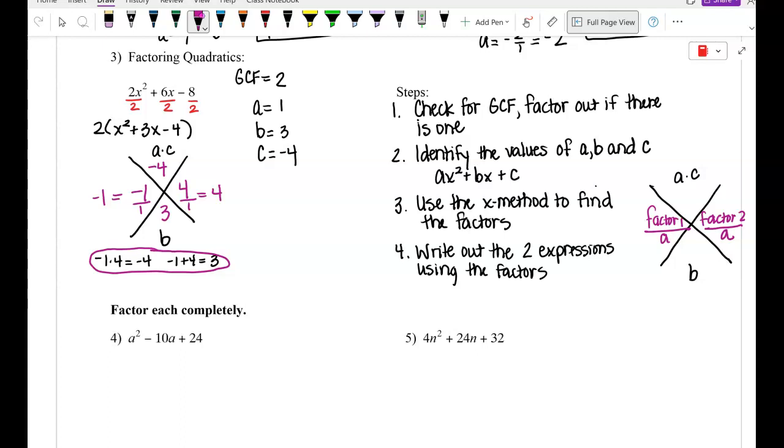Now again, this is where we can't just ignore the GCF. It still has to be a part of the answer. So that GCF, that 2, is still a part of our answer. So we have 2 times the quantity. One of my factors is going to be x minus 1. The other factor is x plus 4. But do not forget to bring down your GCF.